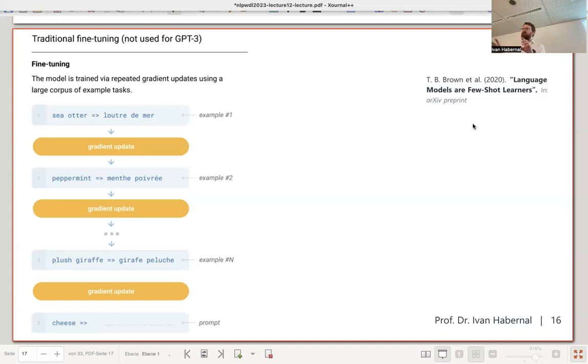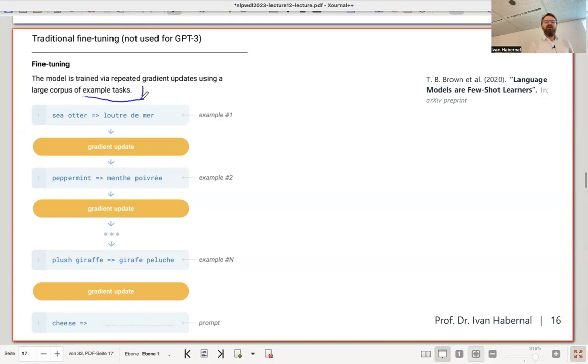Okay, does it make sense? Supervised training and fine-tuning are the same thing. And here's again the depiction of what it means. Fine-tuning again, repeating: the model is trained by repeated gradient updates using a large corpus of example tasks.